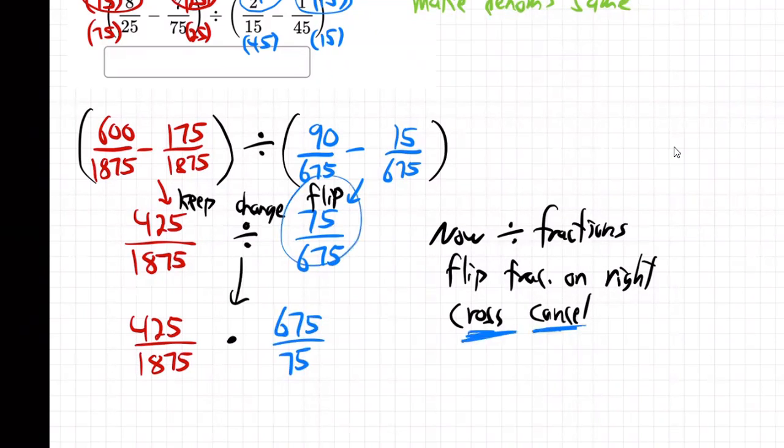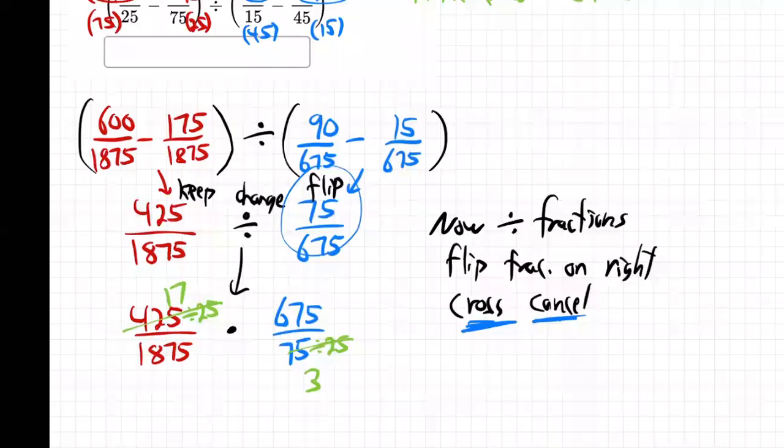Cross cancel. So what can we cancel here? I have no idea. A lot. Let me see. I know I can divide, say, this and this by 25. So divide by 25, divide by 20, that'll be 3. What's 425 divided by 25? That'll be 17. See what I did? Cross cancel means diagonally, right? Diagonally, I divide, or you can also go straight up and down when you cancel.